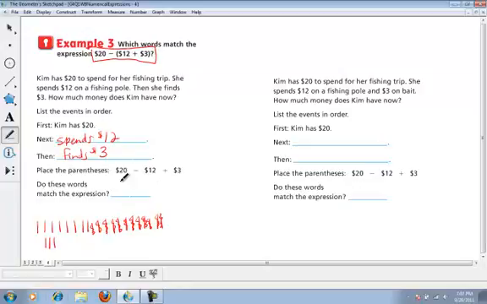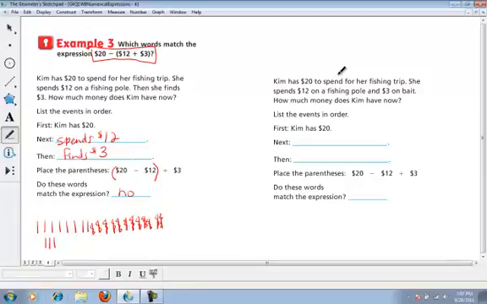So we have the values here, 20 minus 12 plus 3, but we need to put the parentheses where they belong. Well, let's look. According to this situation here, Kim had 20, she spent 12, and then she had 3 more, so that leaves us with $11. So the first thing that happened is she had $20 and she spent 12, and then she added 3 more to that. So do these words match this expression? Nope, our parentheses are not in the correct place, so those words do not match the expression.